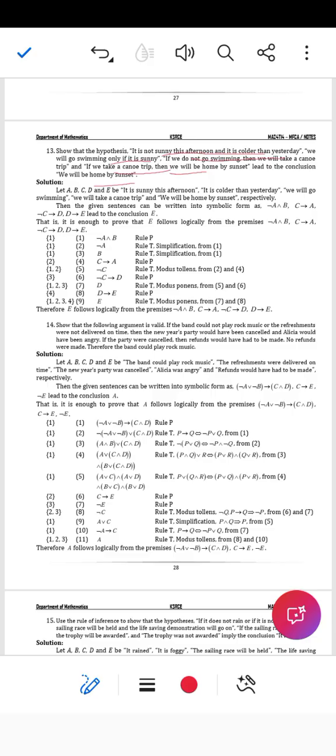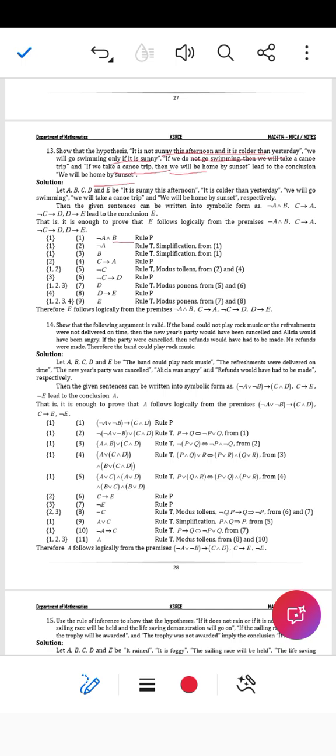Now using these variables, we convert into symbolic form. The first one contains a conjunction, and because it is not sunny this afternoon, it contains negation. Therefore, the first sentence can be converted into symbolic form as negation A and B. The second one is in the form of if-then, so it is C implies A. In a similar manner, the third one becomes negation C implies D, the fourth one D implies E, and finally the conclusion E.